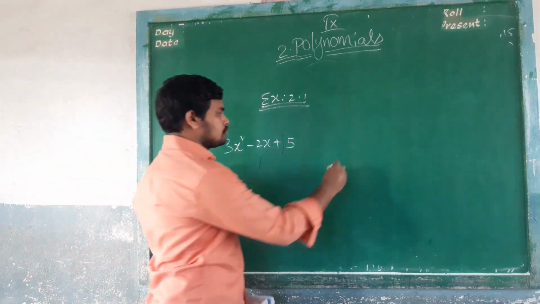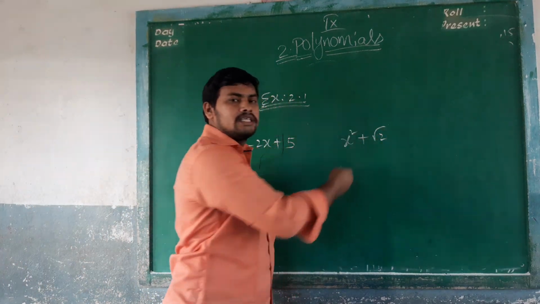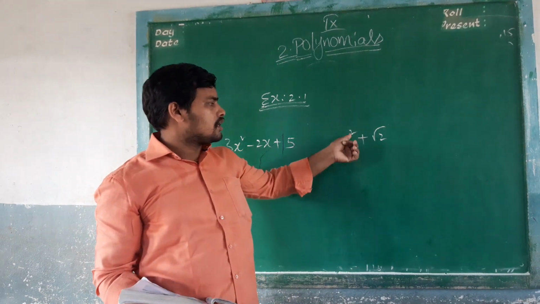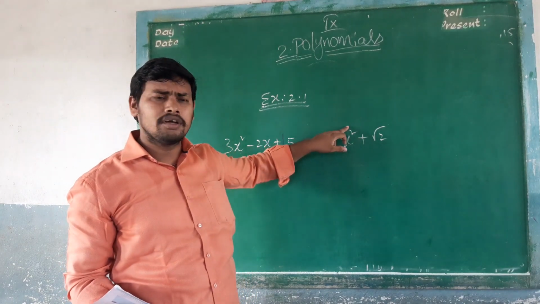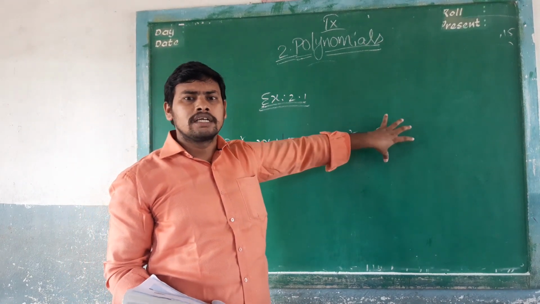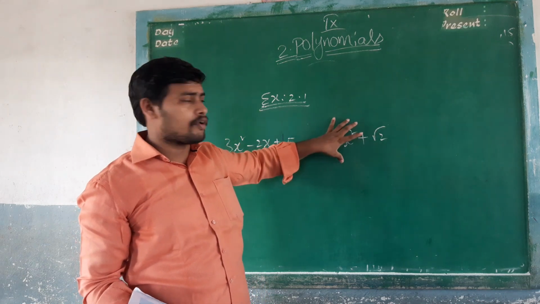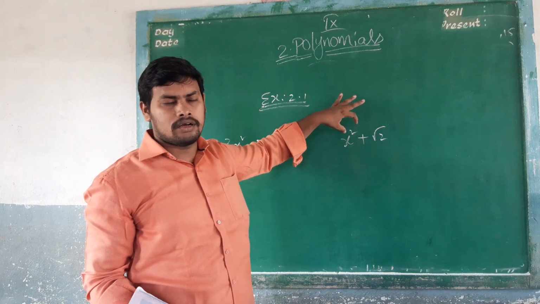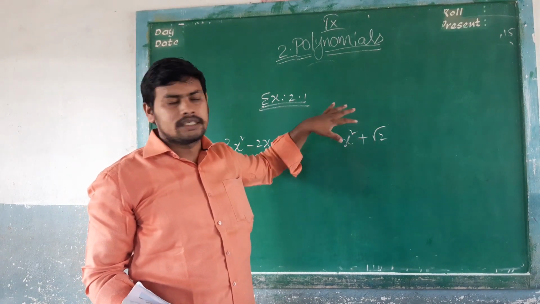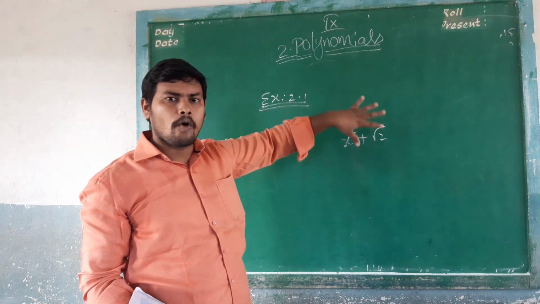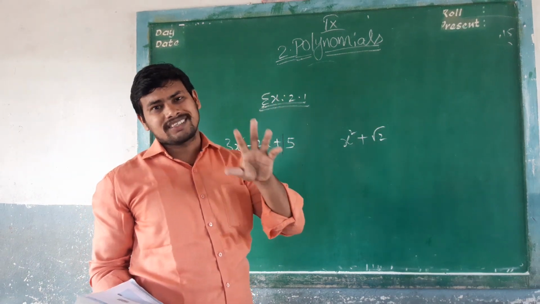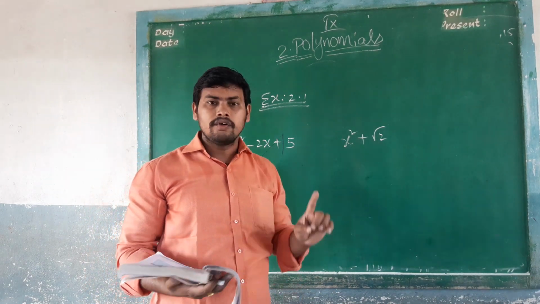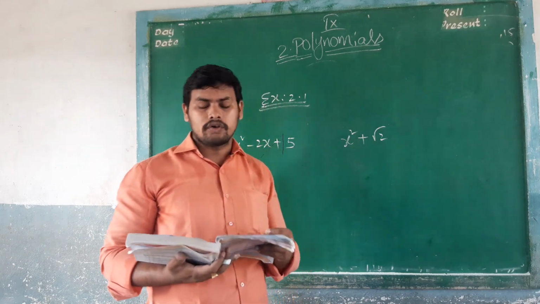Next, move on to the second term, x square plus root 2. Is it a polynomial or not? Yes, it is a polynomial. You don't have to bother about the constant term, so you have to look at the x square. The power is a positive integer, not in fraction format, so it is a polynomial. You have to check the variables carefully. So it is a polynomial in one variable, and that variable is x.